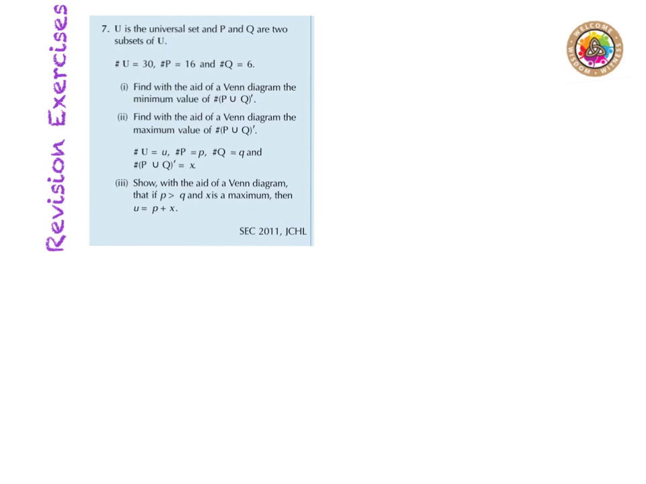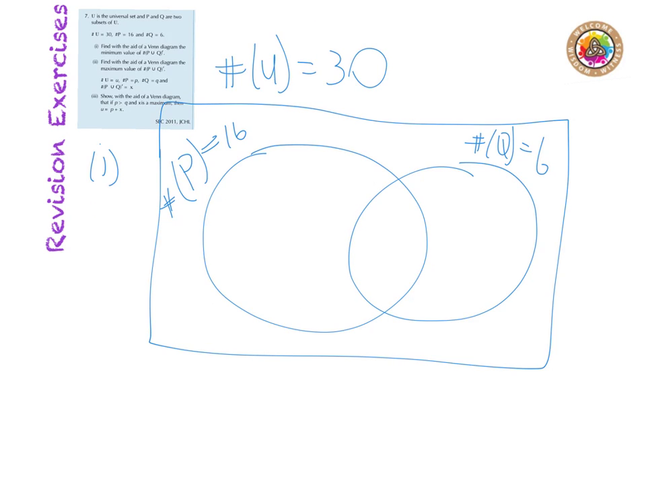So to begin with, when we read it, we see the cardinal number of U is 30, the cardinal number of P is 16, and the cardinal number of Q equals 6. So I'm going to begin by drawing a simple Venn diagram. Okay, so there we have our Venn diagram.